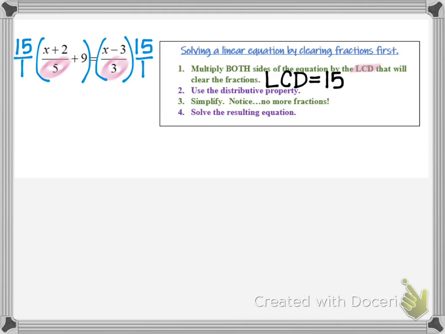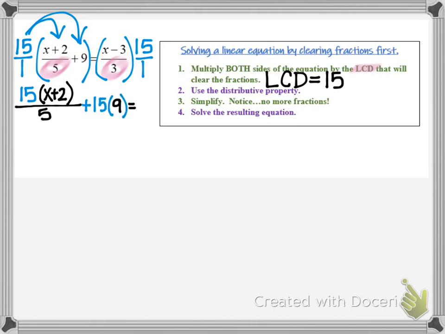Now I'm going to distribute 15 to everything in the equation. When I distribute to x plus 2 over 5, the 15 gets multiplied by the binomial in the numerator, and in the denominator I just have 1 times 5. Then I multiply 15 times 9. On the other side of the equal sign, I'm going to distribute 15 to the binomial in the numerator. So 15 will get multiplied by x minus 3, and in the denominator, 3 times 1.